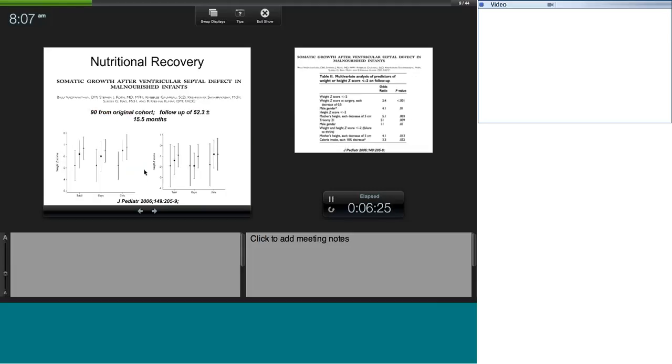So if you see this particular study that we again published 4 years later, where we looked at somatic growth after VSD closure in malnourished infants. We took the same subset of patients that we had analyzed in the first study and followed them and looked at 90 of those patients who were available. Out of 100, 90 were available, and we had data at follow-up for approximately 50, nearly 4-year follow-up was available. And then we looked at the weight gain.